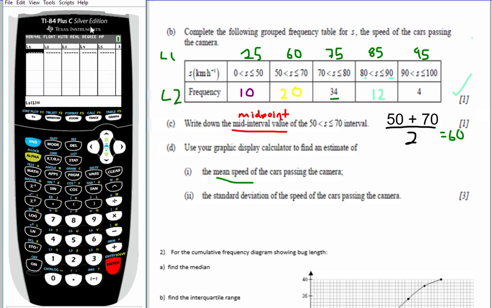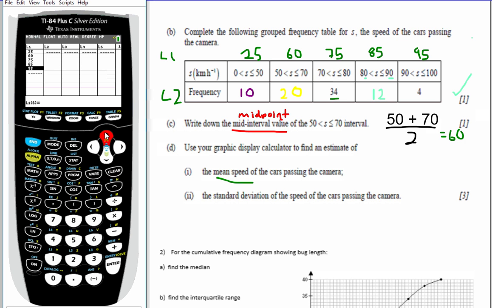So I've got to enter in 25, 60, 75, 85, 95. So of course make sure to enter it properly. 25, 60. Feel free to pause and just enter it yourself. On your calculator, you'll remember more if you do it yourself rather than just watching.